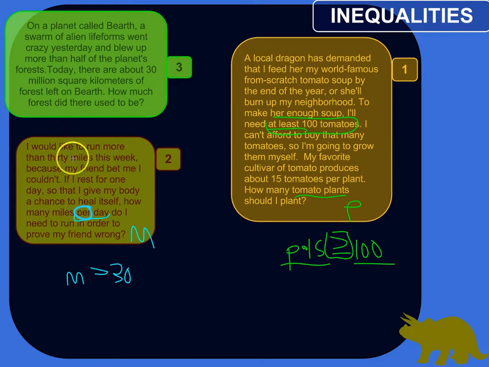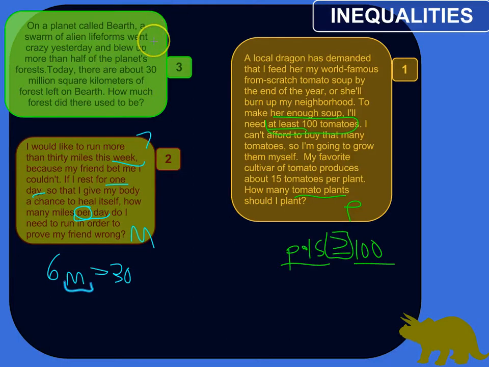Okay, so I would like to run more than 30 miles this week. A week is 7 days. If I rest for 1 day, so I'm not going to run one of those days, so I'm going to run for 6 days, and I'm going to run a certain number of miles per day. So 6 days times the number of miles per day needs to be greater than 30. So that's how I'd set that up.